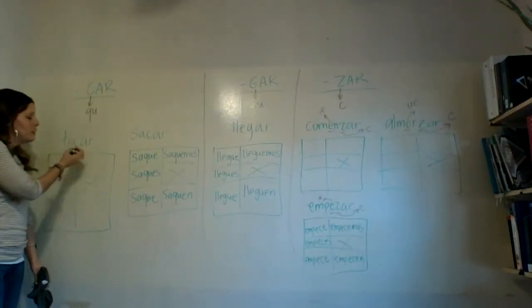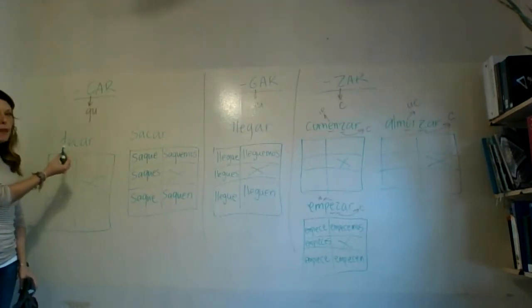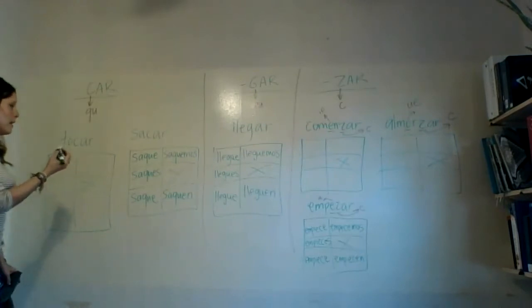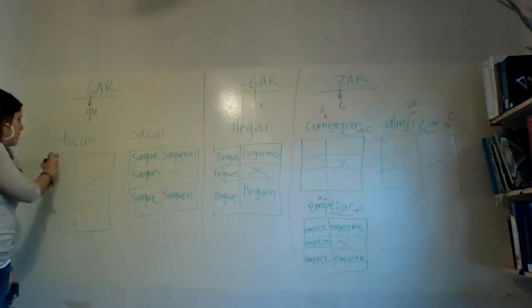So, tocar, the C is going to change to a QU. And we're going to do it like this. We don't want to skip steps. We're going to take it to the yo box of the present tense.